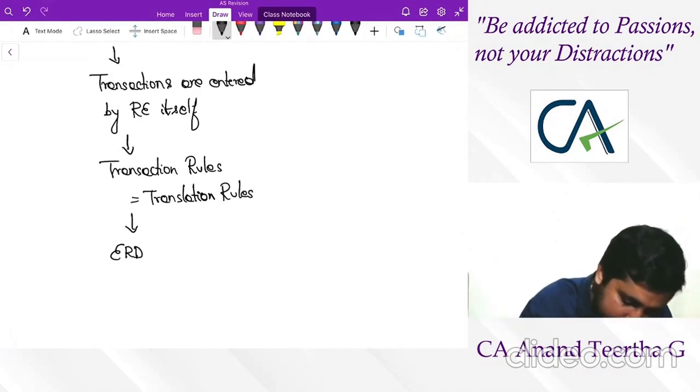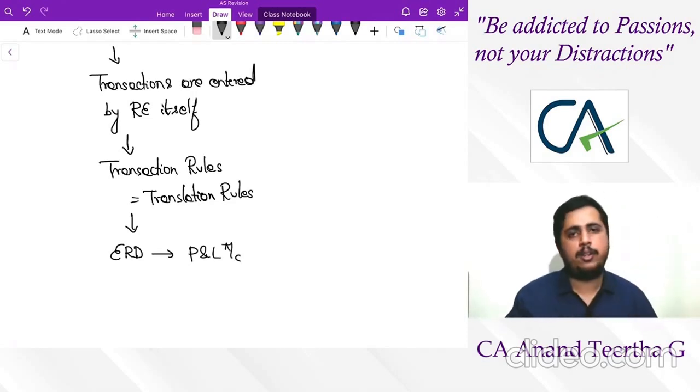What should we do with exchange rate difference under integral foreign operation? Shift it to P&L account. So that's how you have to deal with integral foreign operations.